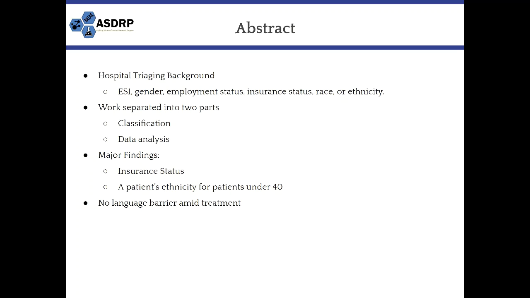And the second portion of our research was the data analysis, in which we used a software program called SHAP values, which is a transparency algorithm that reveals the most important factors that went into the hospital triaging system. And we obtained our data from a Kaggle website. And to brief our major findings, insurance status seemed to have the largest impact on the hospital triaging system. Additionally, another major finding was that a patient's ethnicity was more important for patients under the age of 40 than for patients over the age of 40.